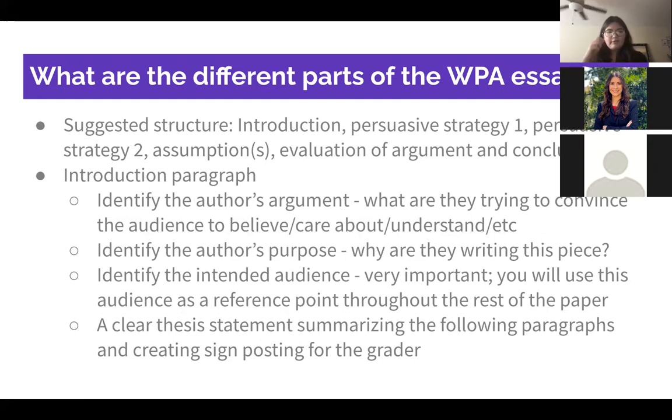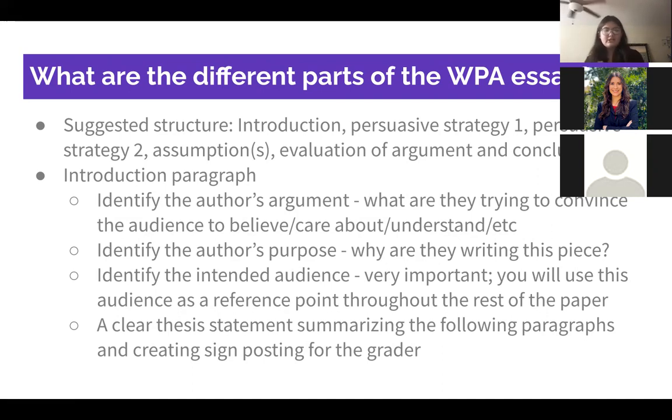For that first paragraph, the introduction, I have some guiding questions on what you should be asking yourself as you're writing it. For the argument, it's what is the author trying to convince the audience to believe or understand or feel about a certain issue? And then you want to discuss the author's purpose. So why are they writing this piece? What is the purpose of writing this specific article in this way?